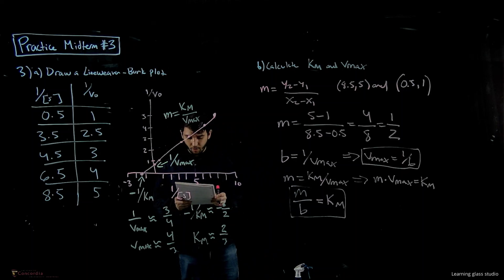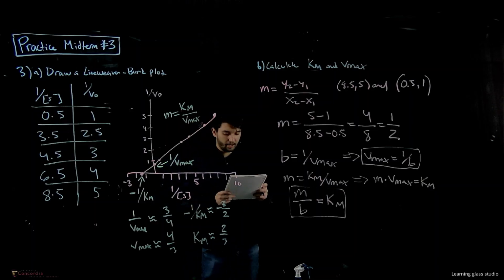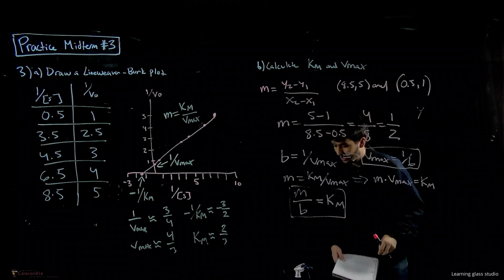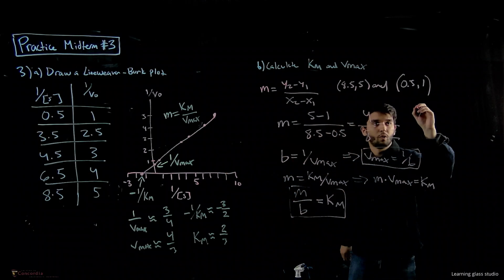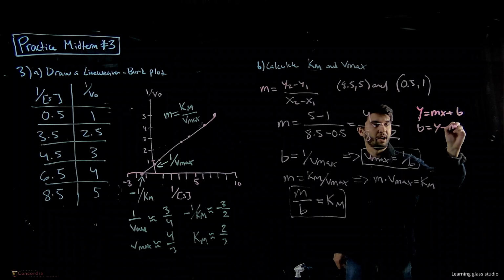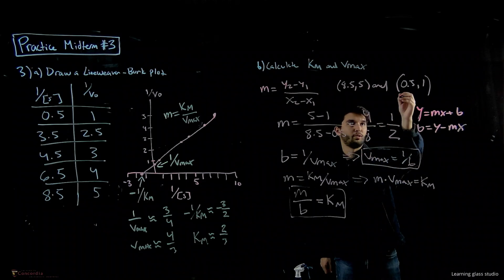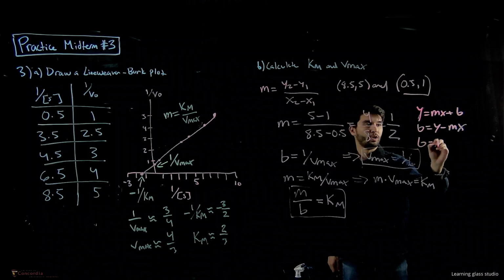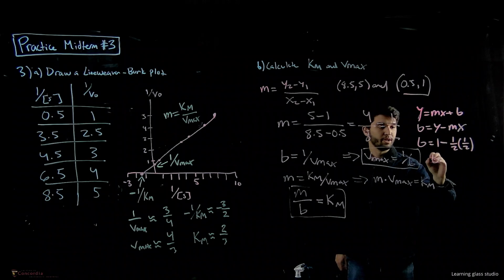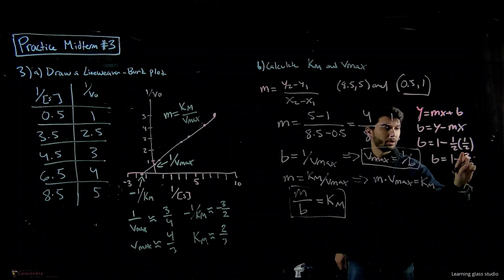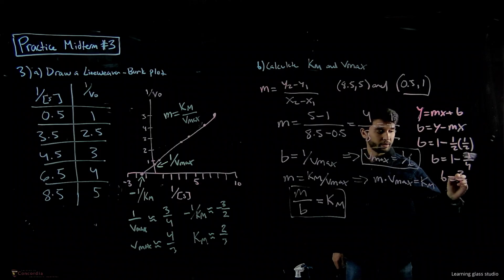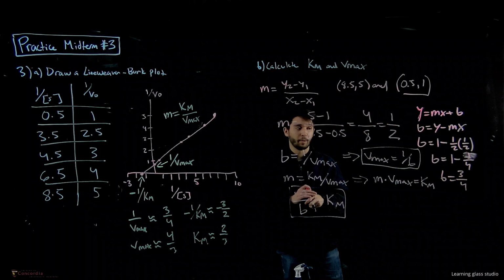So what we can do now is, we should have calculated B a while back, but to calculate B, we use y equals mx plus b, so we know b is equal to y minus mx. We can sub in a point here, so let's use this point. So b is equal to 1 minus 1/2 times 1/2, which is 1 minus 1/4. Okay, so b is equal to 3 over 4. That's exactly what we predicted from our graph.